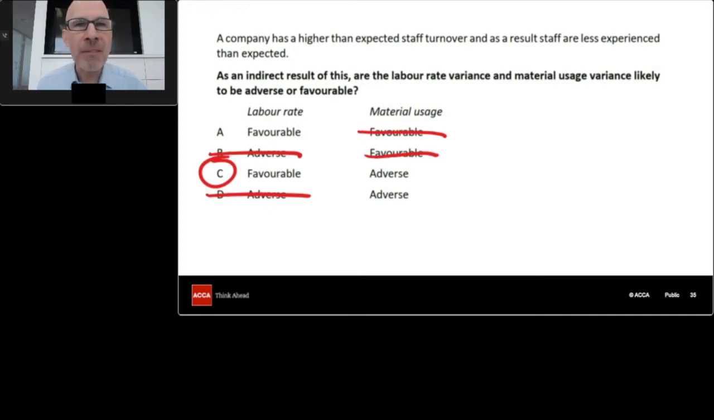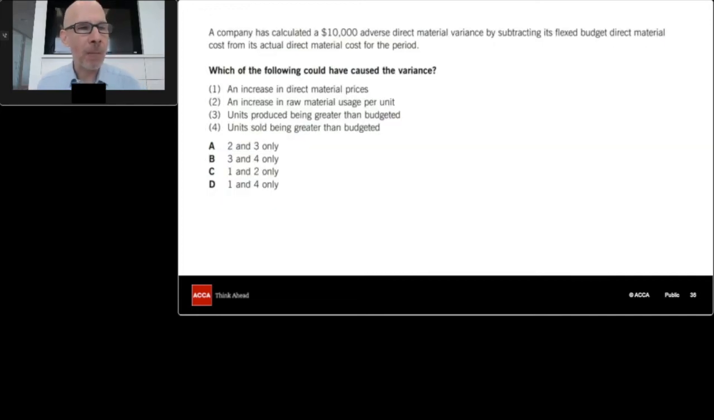Let's try another one, guys. Now, the wording of these can sometimes be a little confusing. So let's read it together. A company has calculated a $10,000 adverse direct material variance. Guys, if they don't say price or usage, that means total variance, right? That's the total. By subtracting its flexed budget direct material from its actual results, okay?